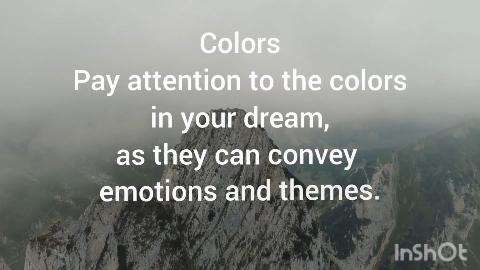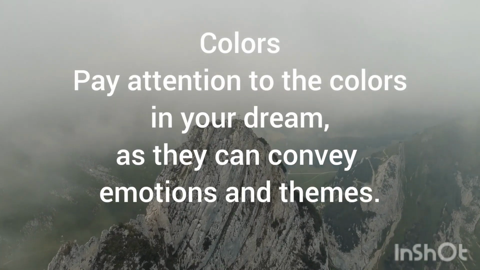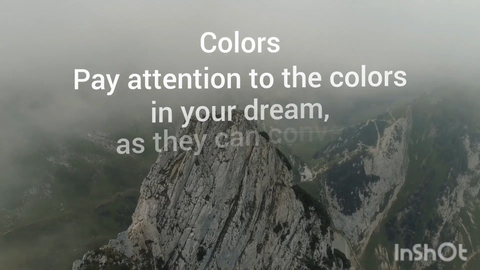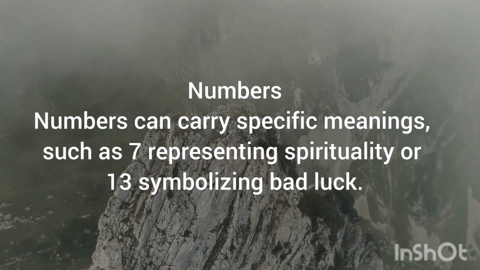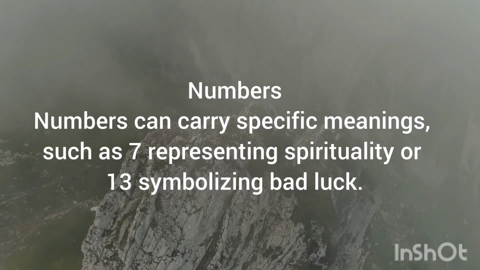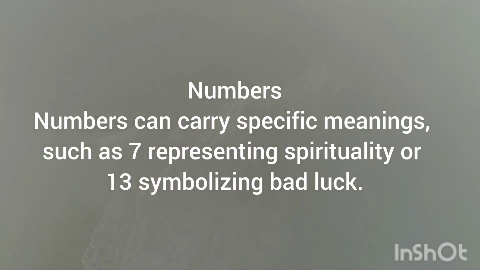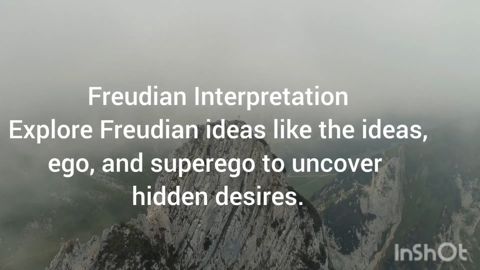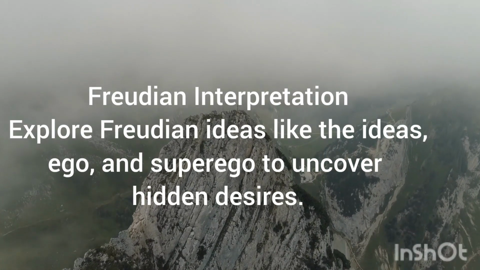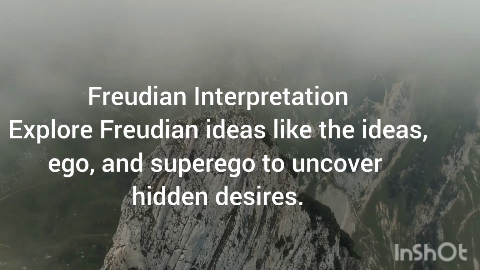Colors. Pay attention to the colors in your dream, as they can convey emotions and themes. Numbers. Numbers can carry specific meanings, such as 7 representing spirituality or 13 symbolizing bad luck. Freudian interpretation. Explore Freudian ideas like the id, ego, and superego to uncover hidden desires.